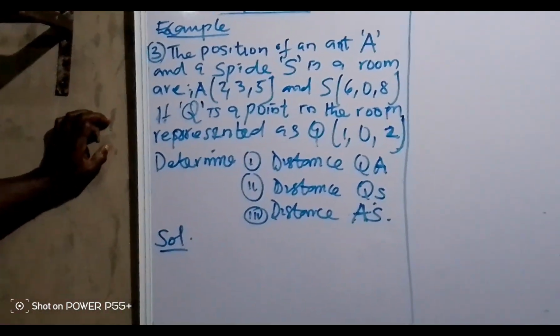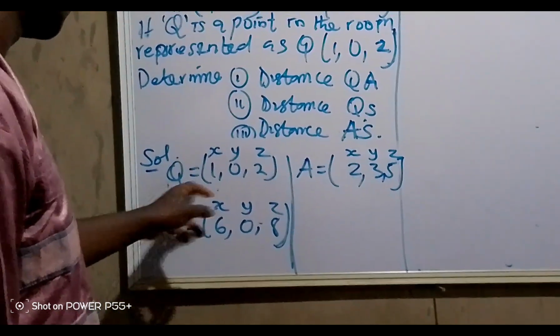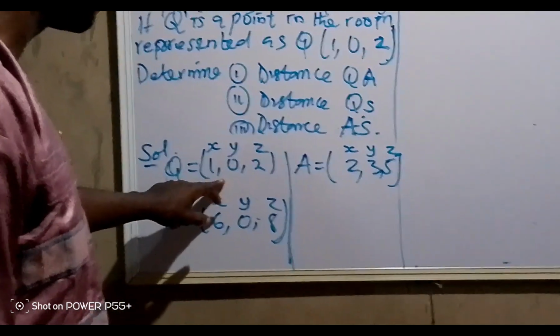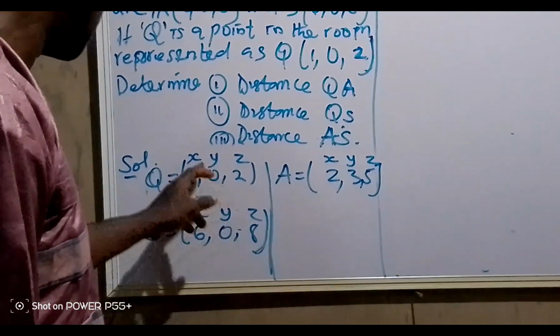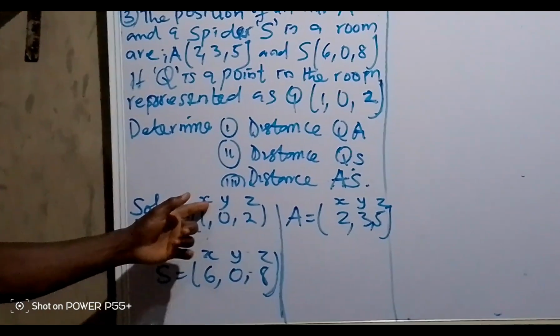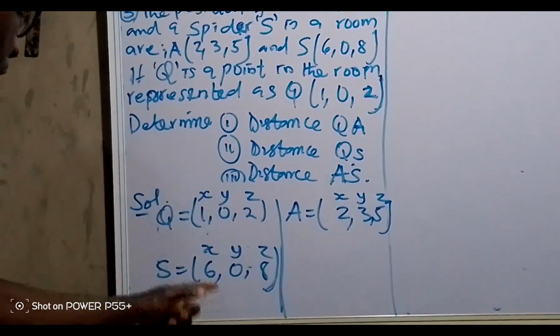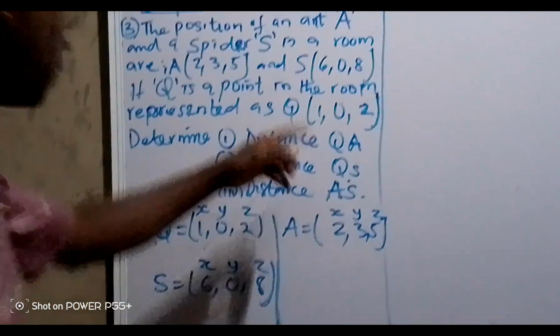Now, from the question given, for Q, these are the point positions. For A, these are the positions, and this one is a 3-coordinate system, that involves x, y, z. So for S, which is the spider, x, y, z also. The first question says to calculate the distance between Q and A.